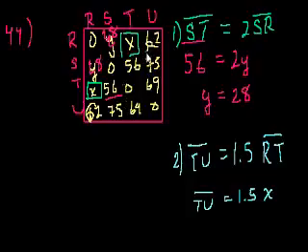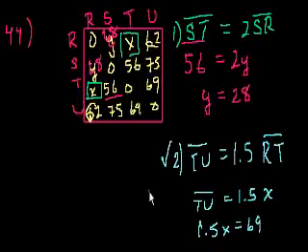And what's the distance between T and U? The distance between T and U is 69. So you have 1.5x is equal to 69. You don't even have to solve it. You just know that you can easily solve for x if you know statement number 2. So statement number 2 alone helps you figure out what x is. Statement number 1 is fairly useless. So the answer is B. Statement 2 alone is sufficient.